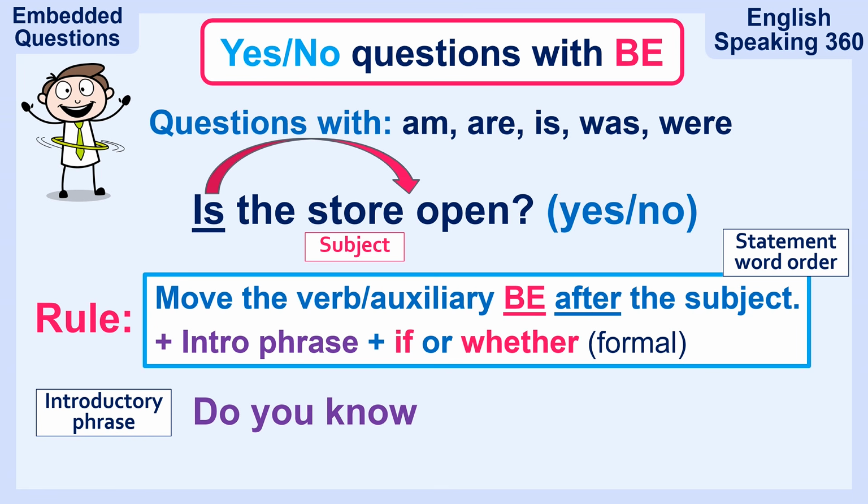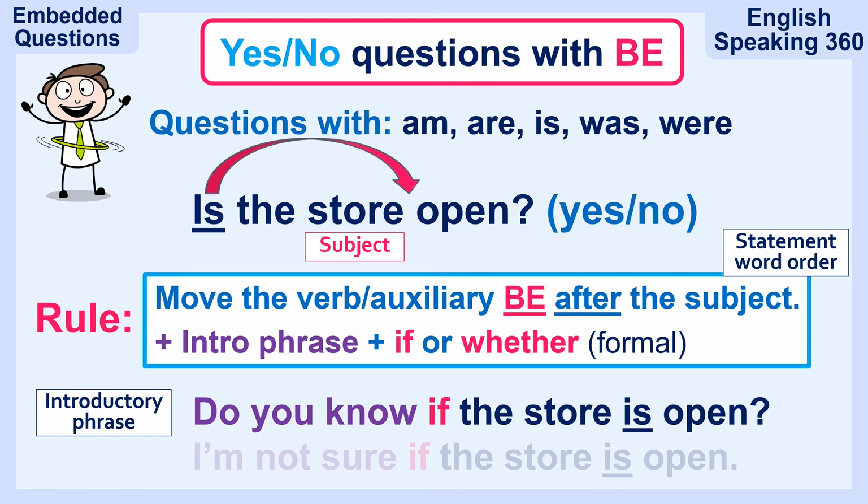After that, you need an intro phrase plus if, just like before. Intro phrase, do you know? Plus if, do you know if? And then your statement word order. Do you know if the store is open? You cannot say, do you know is the store open? That doesn't work, and I hear that all the time, so watch out here. And if you want to reply, you can say, I'm not sure if the store is open. And that is a regular sentence.